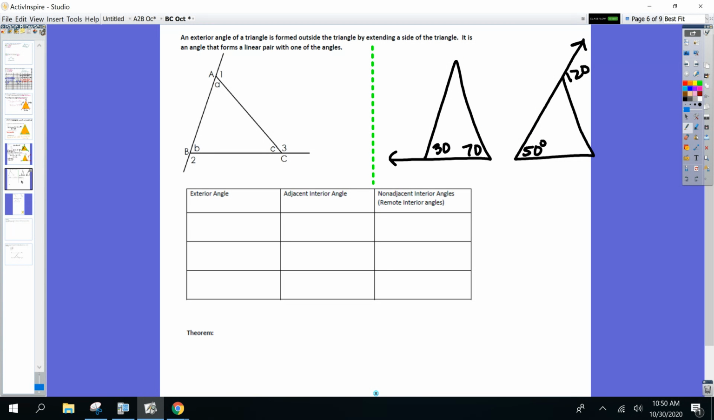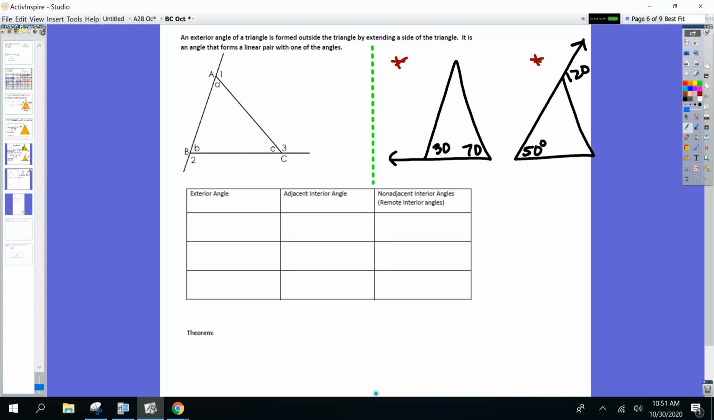Exterior angles. All right, this is where it gets fun now. Don't worry about these two here. Please don't copy those down. I want to focus on the diagram I actually gave you, triangle ABC. You see three numbered exterior angles right there, hopefully.